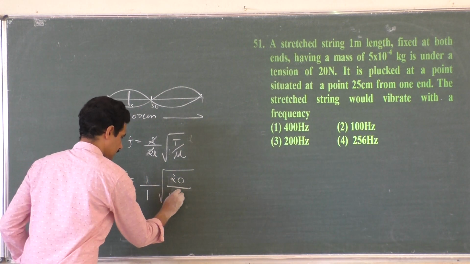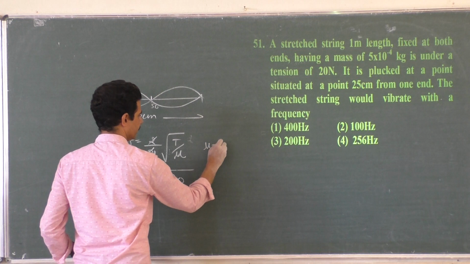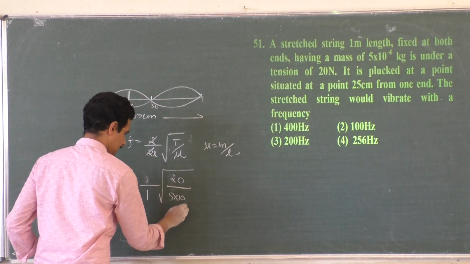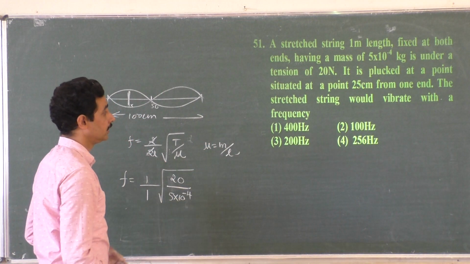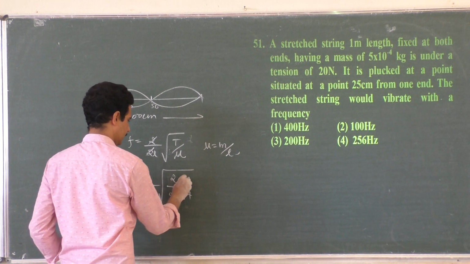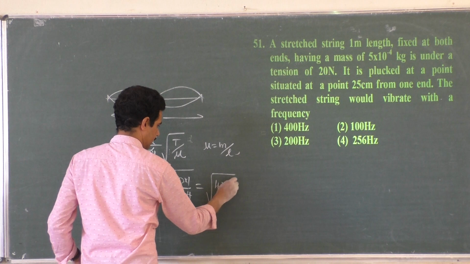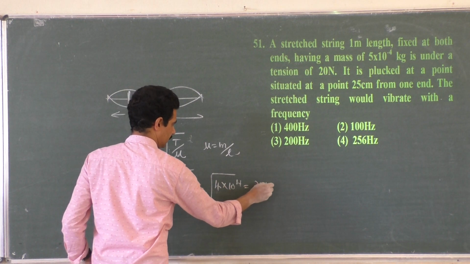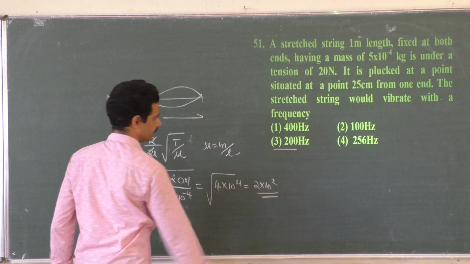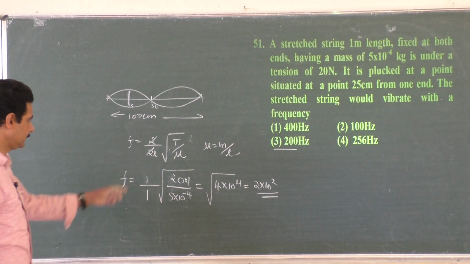Mu is m by L, mass per unit length, again with L equal to 1 here. What is this? 4 into 10 to the power 4, so 2 into 10 to the power 2. 200 hertz. Okay, so we have multiplied already by 2.